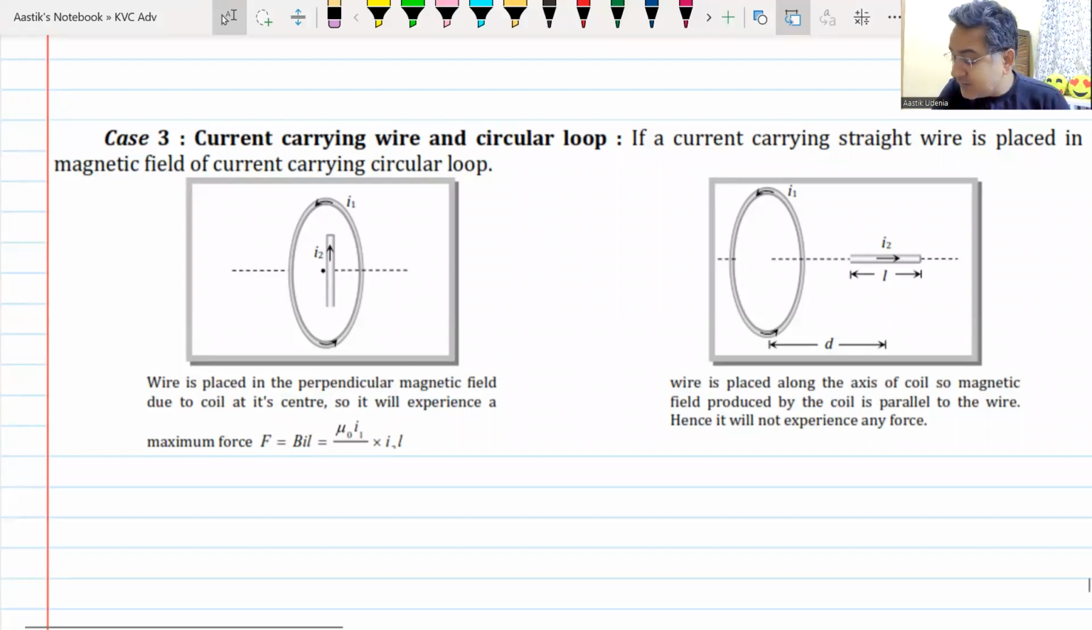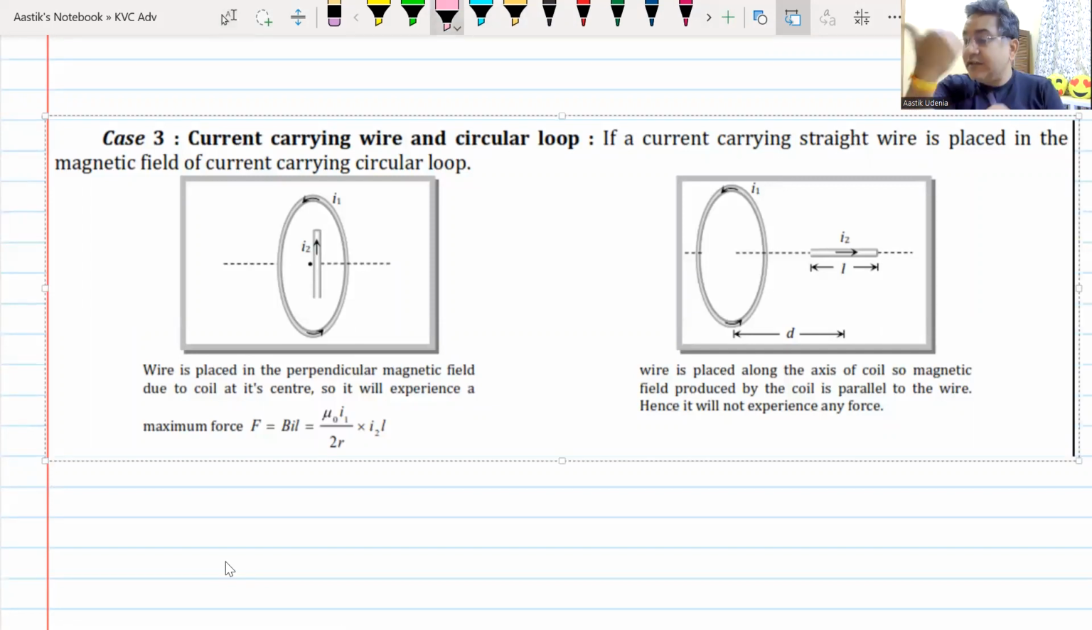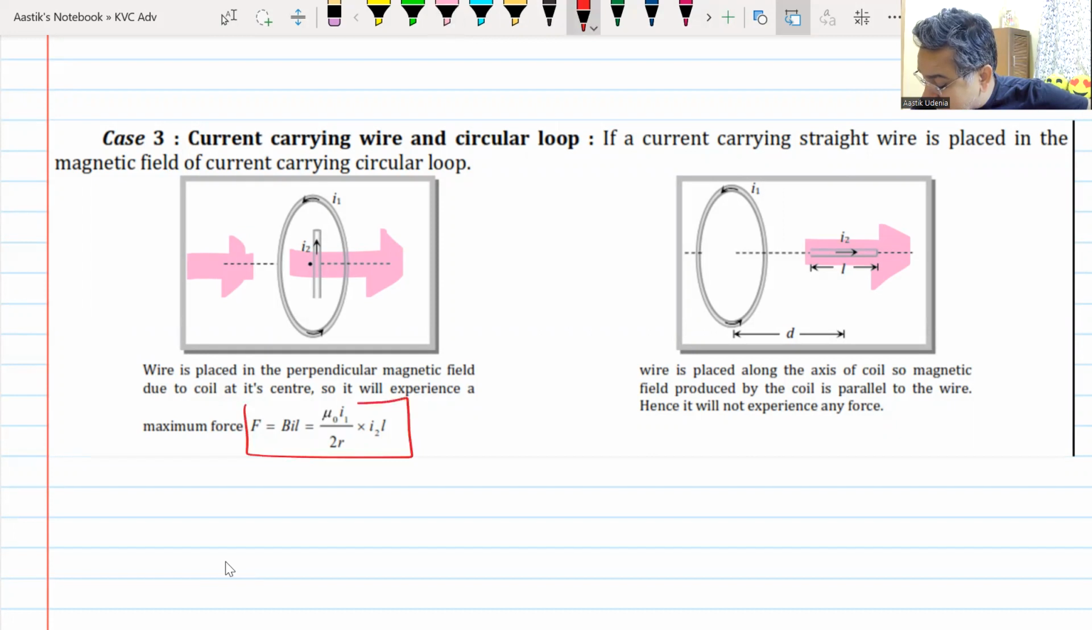Yes, sir. Now, if this current carrying wire is placed at the center in a direction which is perpendicular to the direction of magnetic field, then only it will experience force. If it is placed in the same direction along the axis, it will not experience any force. Because the magnetic field of this loop will be pointing in this direction. So if I place the wire like this, it will not experience any force. But if I place it at the center in a direction which is perpendicular, the force would be given by this formula. Do we understand this?